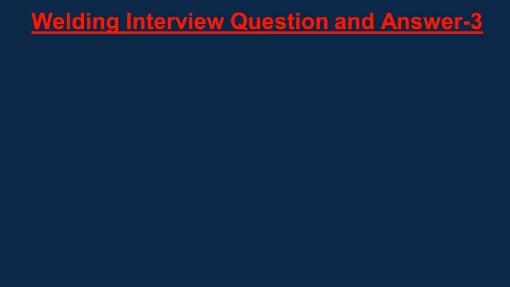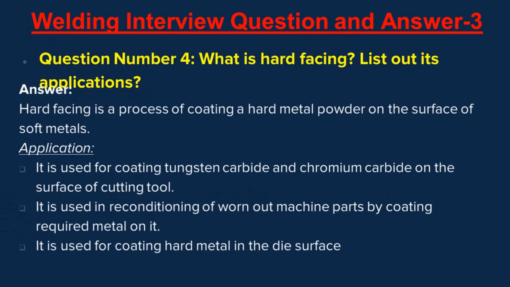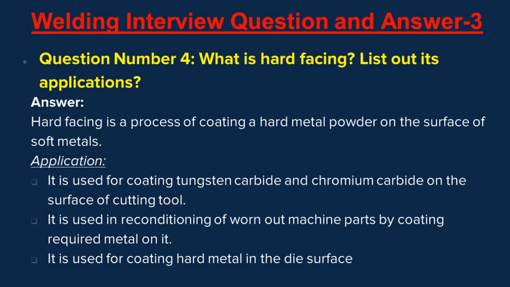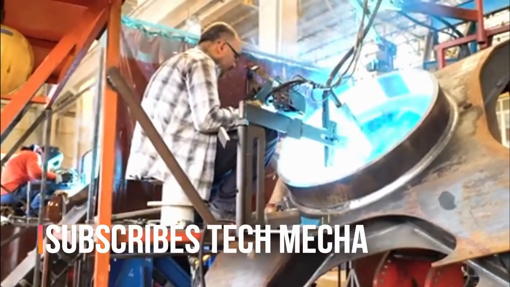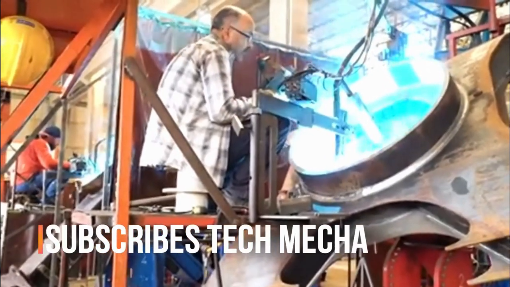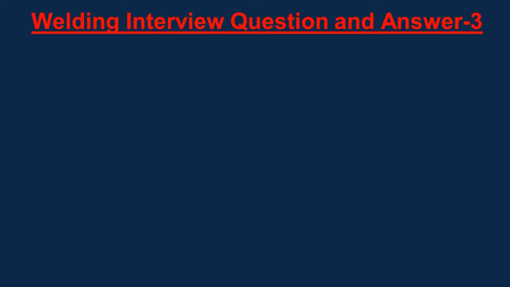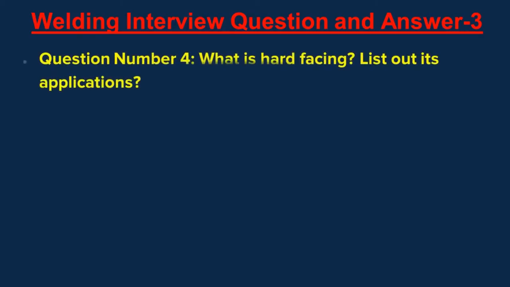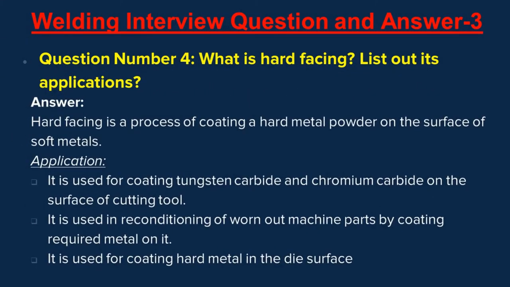Question number 4. What is hard facing? List out its applications. Answer. Hard facing is a process of coating a hard metal powder on the surface of soft metals. Application. It is used for coating tungsten carbide and chromium carbide on the surface of cutting tools. It is used in reconditioning of worn out machine parts by coating the required metal on them. It is used for coating hard metal on the die surface.